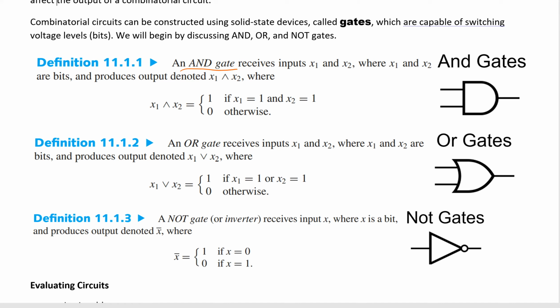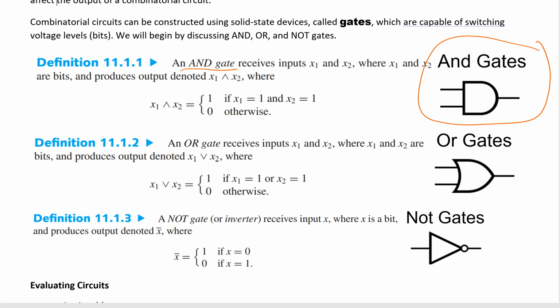Do you remember the true or false logic table? This AND is really like the AND in our logic table. If x1 and x2 are true, then x1 AND x2 is true. But if one of them is false, then x1 AND x2 is false. So this is very similar. If x1 and x2 are both 1, then x1 AND x2 is 1, and 0 otherwise. And this is the drawing of the AND gate.